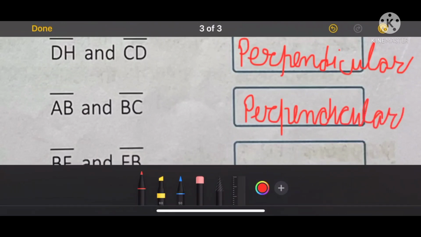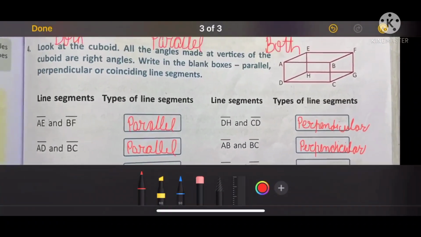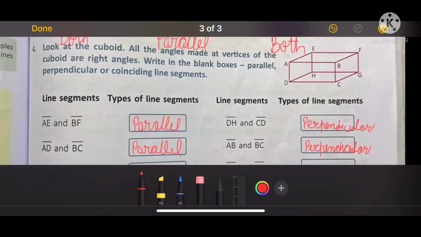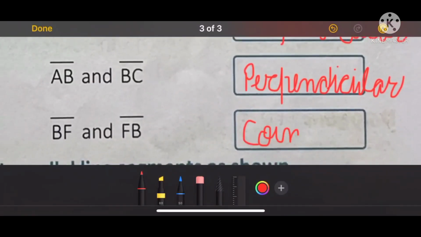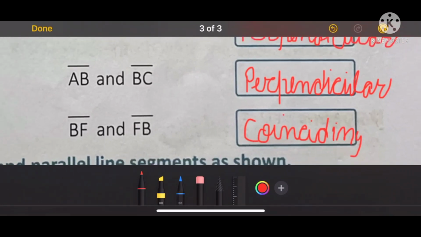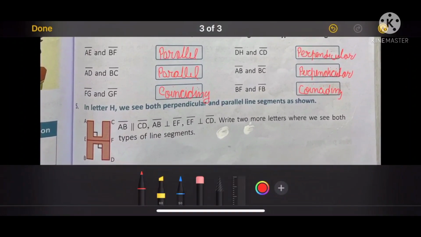And the last one, BF and FB. It is the same line, so such line segments will be called coinciding line segments. Now question number 5. In question number 5 it is given that in the letter H we see both perpendicular and parallel line segments, as shown. So we have to write two more letters where we see both types of line segments. Yes children, think over this question and tell me during the online class which letters have both parallel and perpendicular line segments.